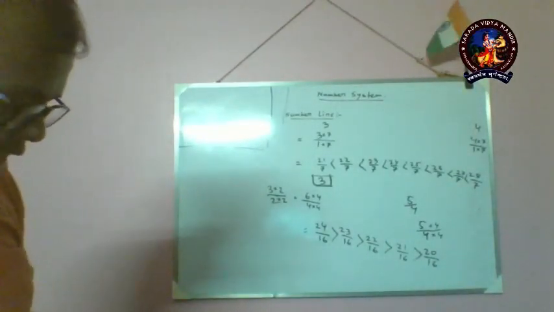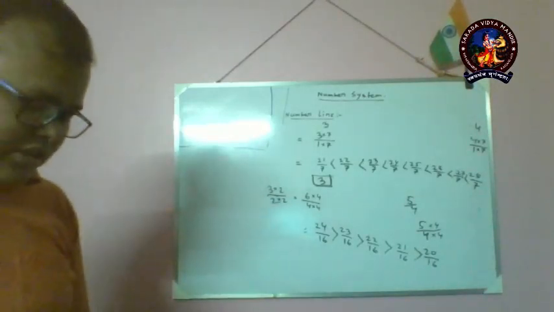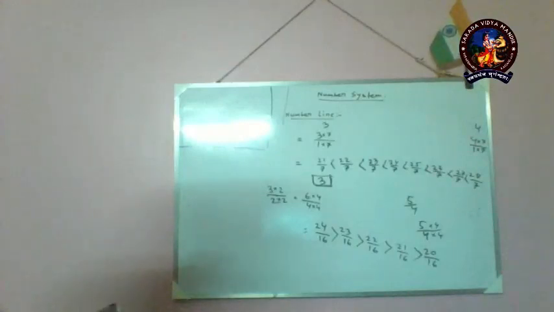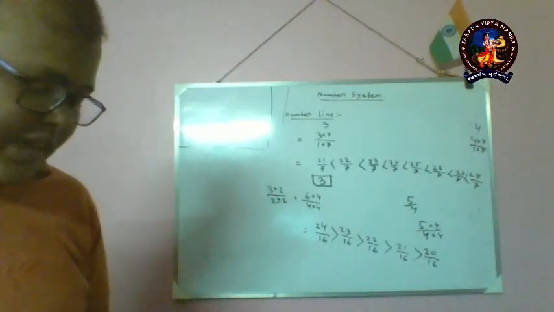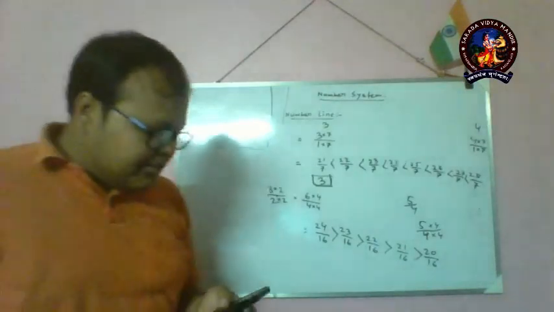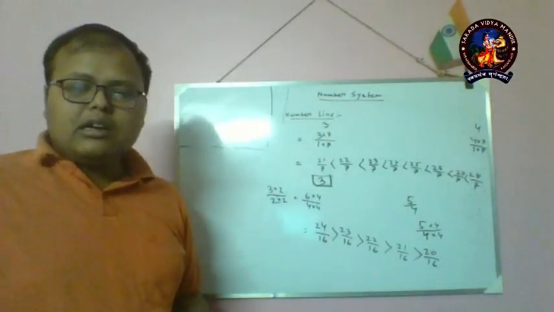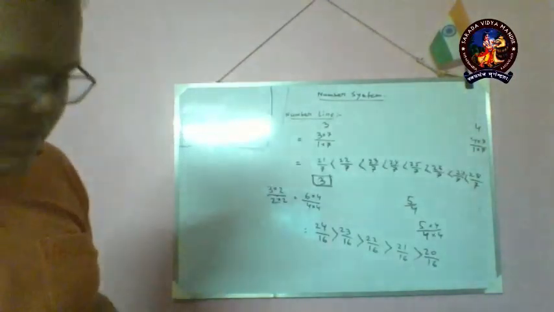Next, give 5 rational numbers between 3 by 5 and 4 by 5. This one you can do at home, same type. Next, true or false. Every natural number is a whole number. Obviously all the natural numbers are whole numbers, because natural numbers including the 0 are the whole numbers. So every natural number is a whole number.